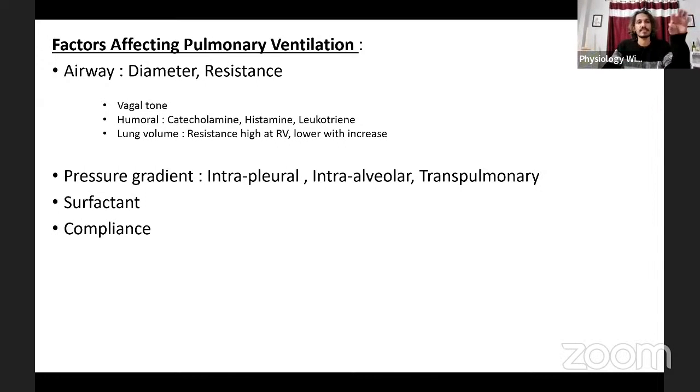Now, apart from that, lung volume by itself can affect the airway resistance. At lower lung volumes, like the residual volume, resistance is higher. As the volume increases, the resistance is less. This is because of something called tethering. They're all interconnected to each other, and when they are narrowing down, they pull the other ones. So there's a phenomenon called tethering which is happening, because of which this occurs. That is the first point you have to talk about.